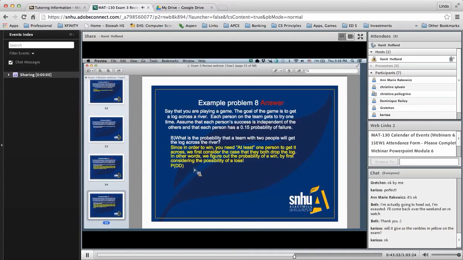Because it's an at least problem, even though it doesn't say the words at least, you have to figure out that it's an at least problem just from the context. Okay, so that's why this problem is so tricky.